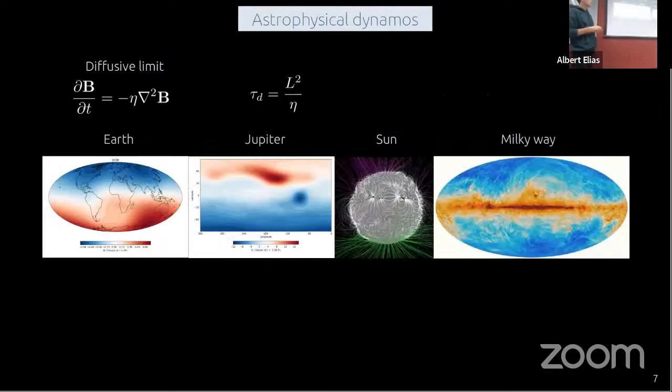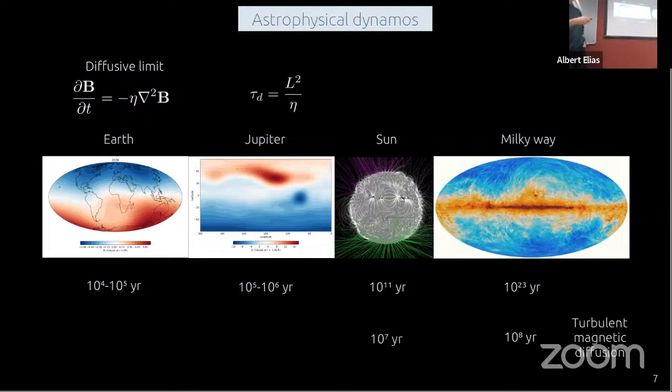And why is this important? Because the decay time for these four objects, for example, is of this order. You can see that the Earth has about 10 to 100,000 years of magnetic field decay. It's more or less the same for Jupiter, even though the Sun and the Milky Way have much longer decay times. But there's another thing that plays a role, turbulent magnetic diffusion: when you have turbulence, this decay is faster.